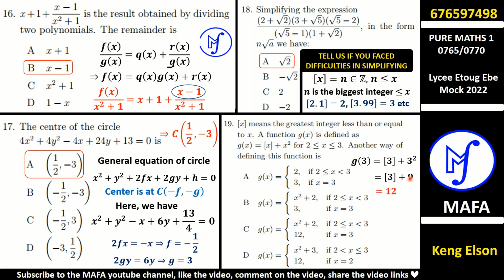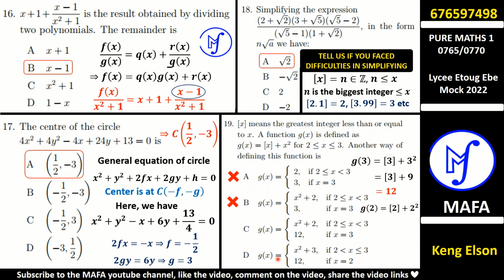So 3 squared is 9, and we add the 3, we get 12. So it means that we can eliminate option A and option B already, because option A says that g of 3 is 3, and option B says that g of 3 is 3 as well.